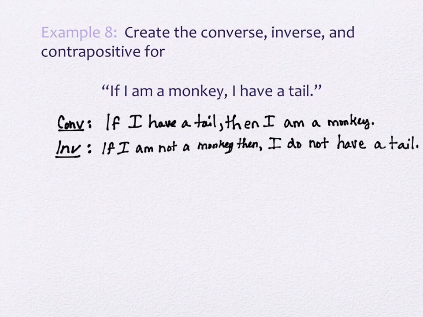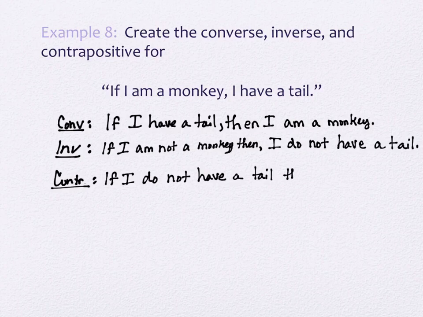Okay. And then a contrapositive does both. It swaps the order again from the original statement, and it negates. So I start at the ending of it, the part about the tail, and we move it to the beginning, and we negate it. So we say, if I do not have a tail, then I, and we negate the first part, am not a monkey.